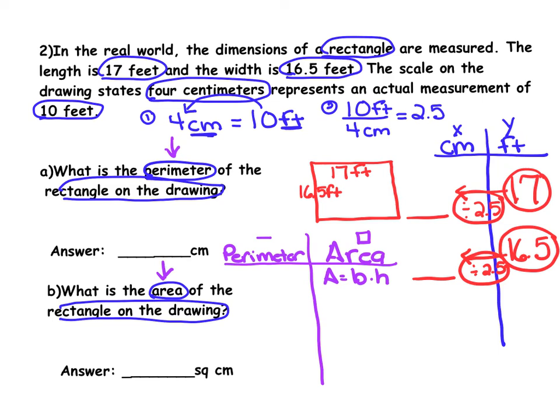So go ahead, figure out your length in centimeters, figure out your width in centimeters, and finish up by calculating perimeter and area. Please do this on your own paper. When you're done, you can check your work against the answer key. And when you're ready, it's time to move on to page 9.